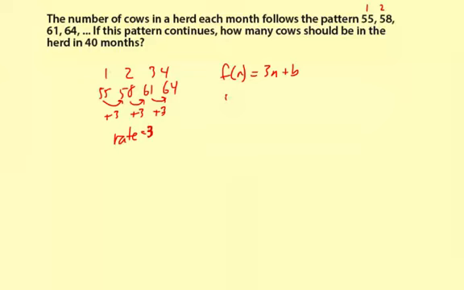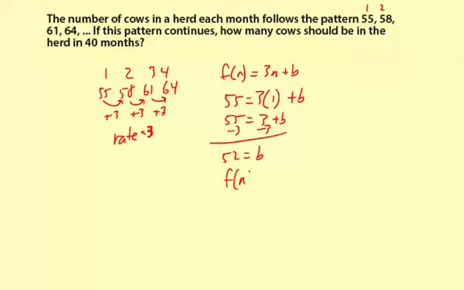The output is 55, and the input is 1, then plus b. So now we can just solve for b and then finish writing our little rule here. So 55 equals 3 times 1 or just 3 plus b, subtract 3, 52 equals b. Okay, so f of n equals 3n plus 52.